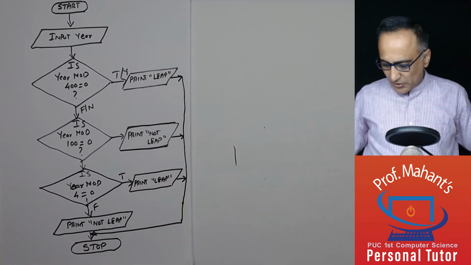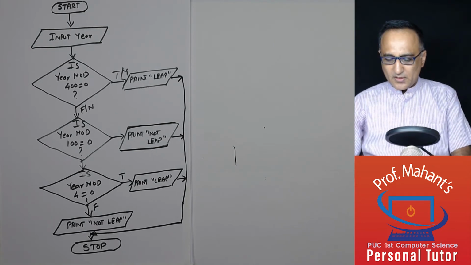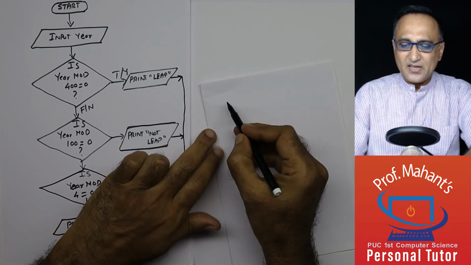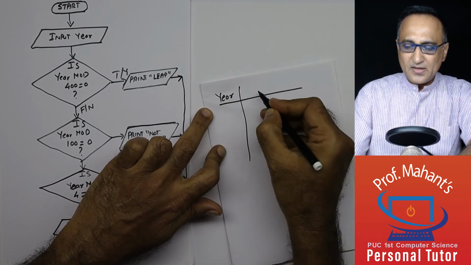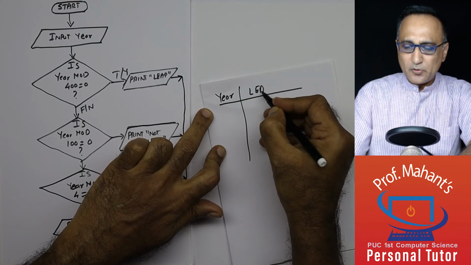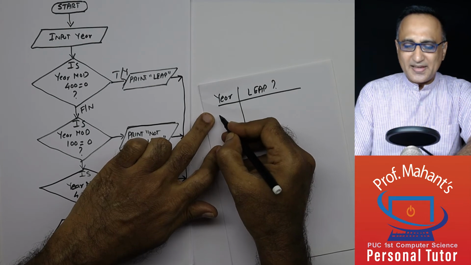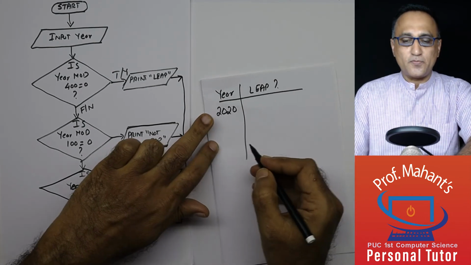Let's try to evaluate the working of this particular flowchart through certain test data, or by running certain tests. First, in one column we shall have the year, and in the other column whether it's a leap or not. So let's start with a very simple case. Let's start with the year 2020.